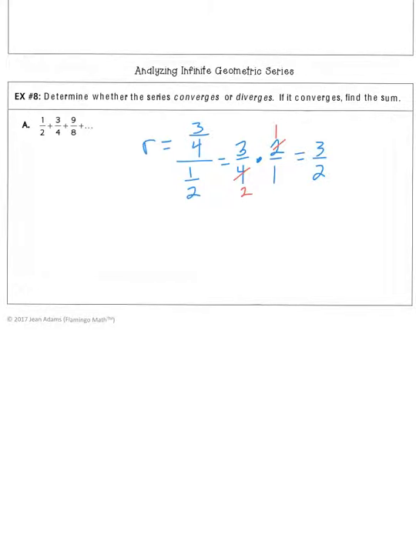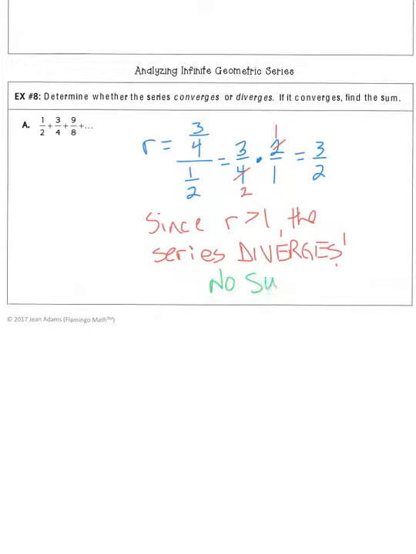Well, 3/2 is greater than 1, so since R is greater than 1, the series diverges. So that means that there is no sum. No sum.